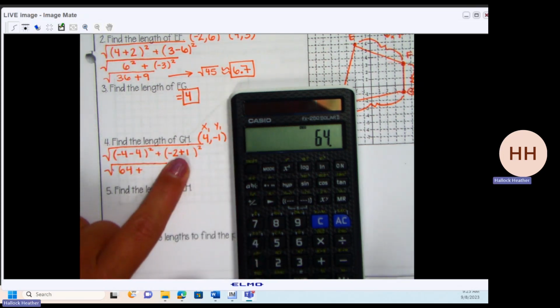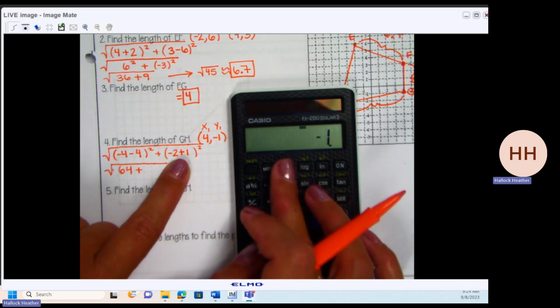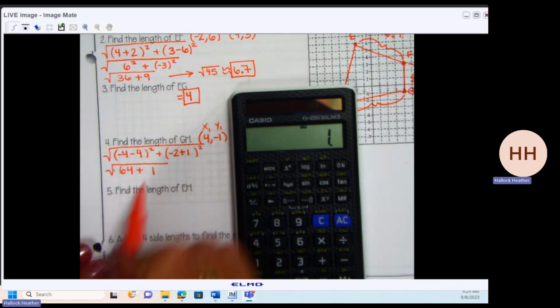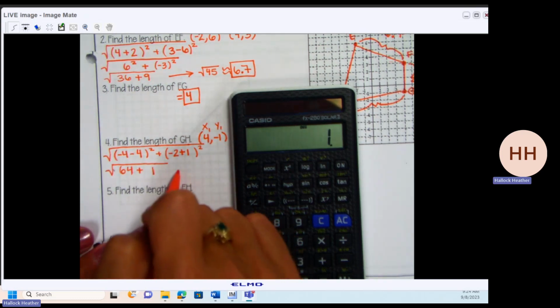the same thing for the y's. I'm taking -2. I'm adding 1. That gives me -1. Now I'm going to square it because it's -1 times -1. -1 times -1 gives me +1. So I'm going to add 1. So if I add them together, I get 65.